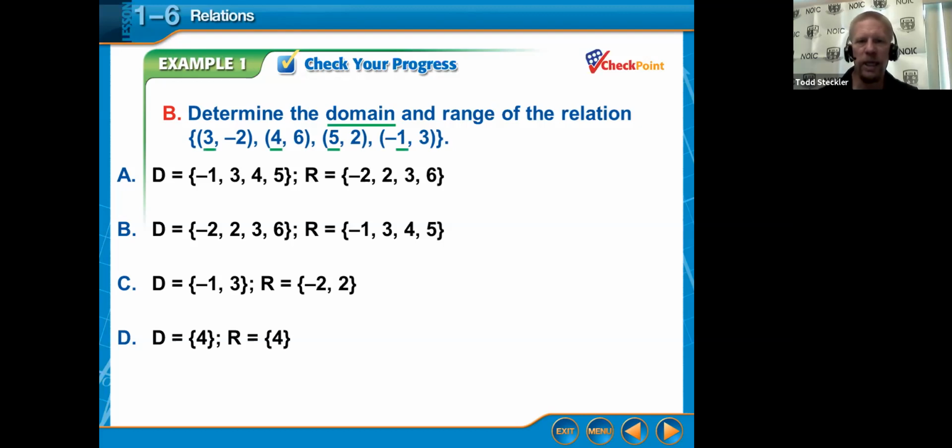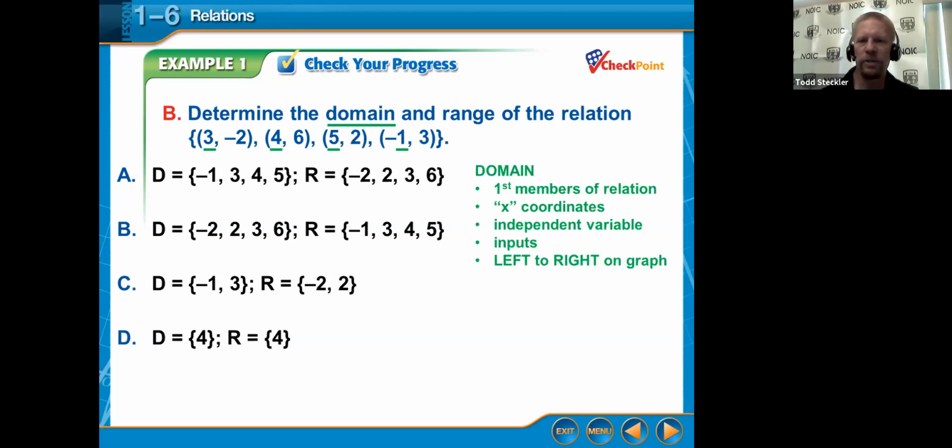So the domain can be thought of as 5 different concepts or ideas. So I'm going to list those 5 concepts or ideas here. One of the bullets for domain is it's the first members of a relation. And so as I've underlined in green, there are 4 first members. They are 3, 4, 5, and -1.